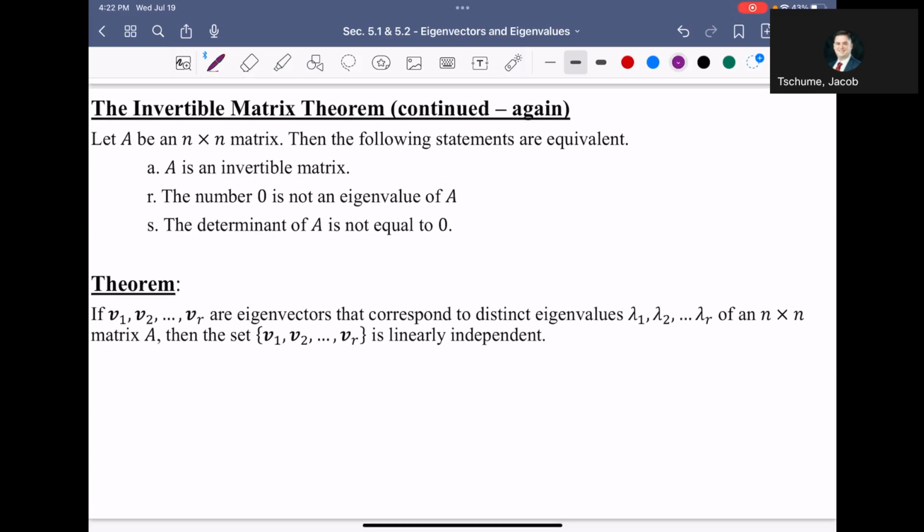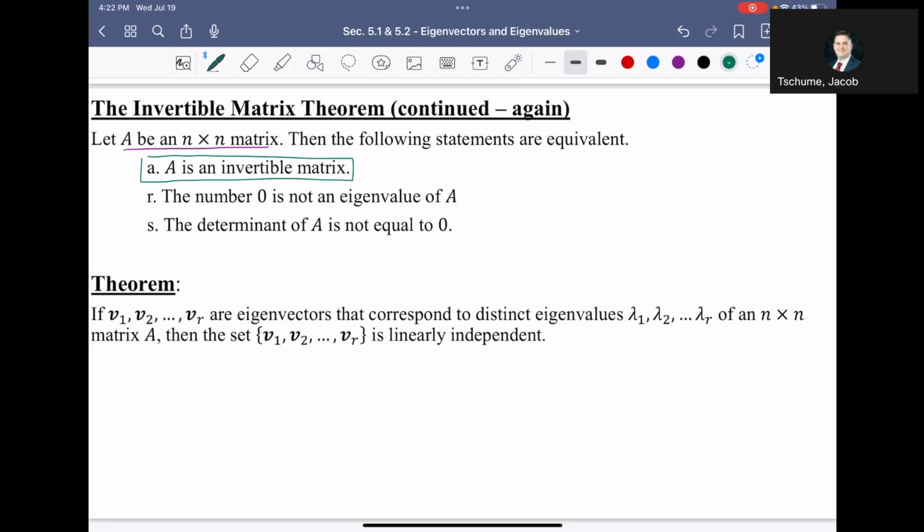If you remember, the whole point of the invertible matrix theorem is that if A is an n by n matrix, then every statement in that theorem is either all true or all false, with the big statement being "A is an invertible matrix." Well, the two new things that we have learned in the last couple of videos that we can add on would be part R and part S.